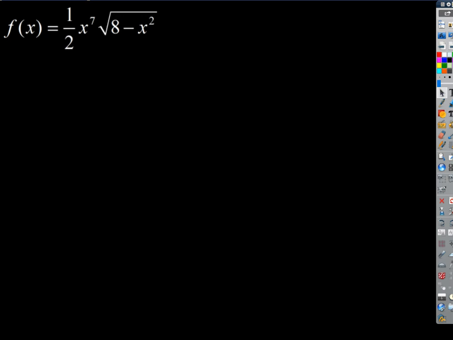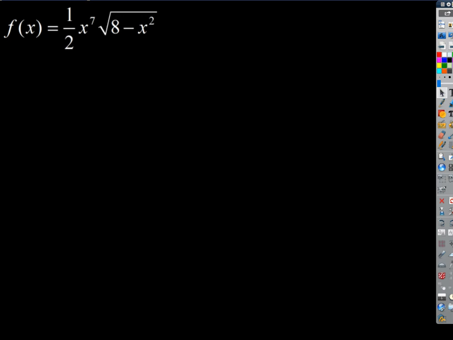So let's go through a couple of examples. It's been almost 2 weeks, a long time since we did this stuff, and we didn't do any hard problems. So let's go through some harder chain rule examples, some derivatives that involve the chain rule.